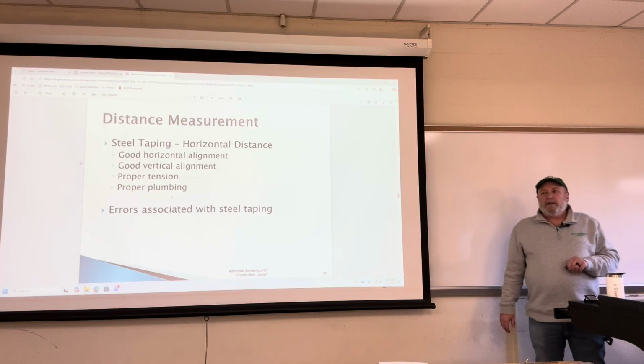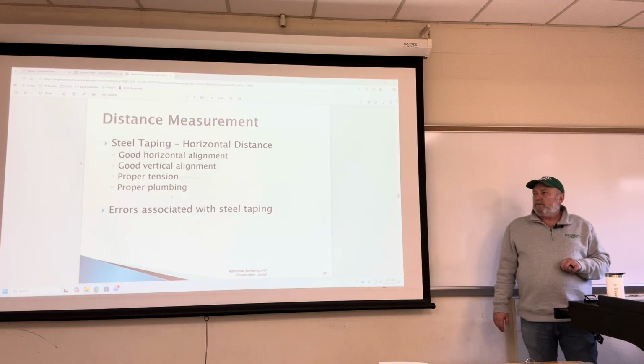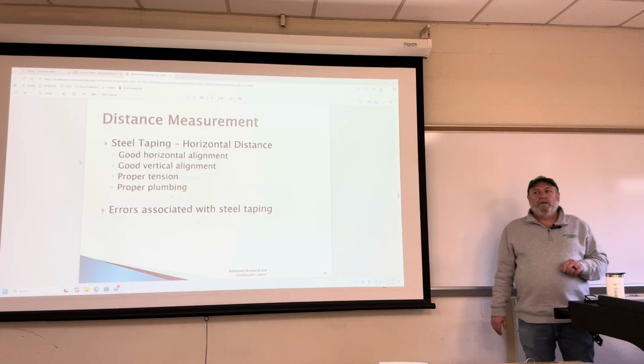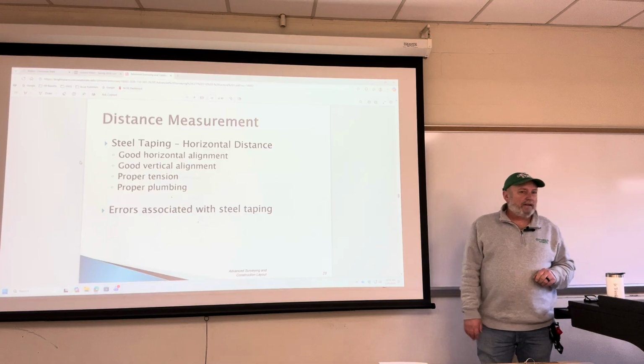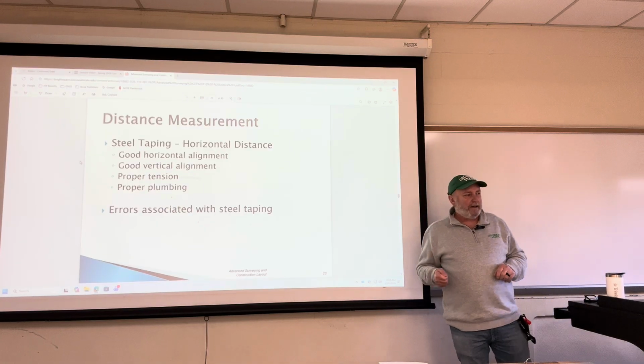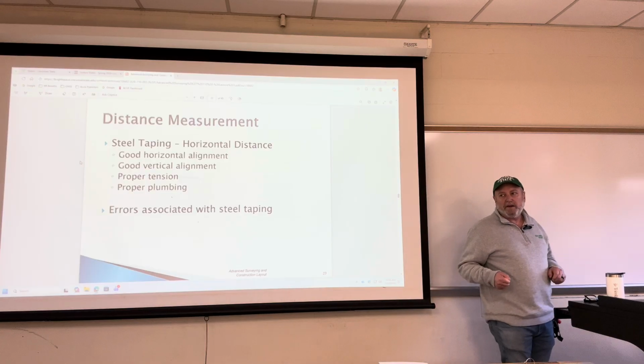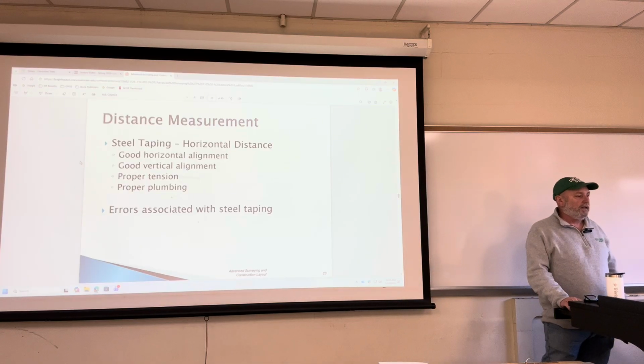Again, my plan for these labs will be, we'll use the steel tape to verify what we lay out, that we did lay it out correctly. We'll pull out that other technology. We're going to measure distances to verify that we put everything in the ground correctly.